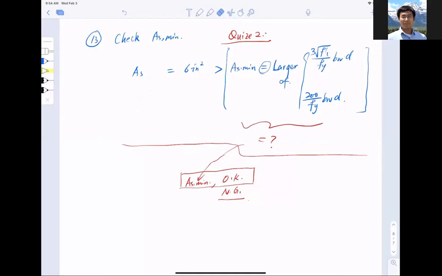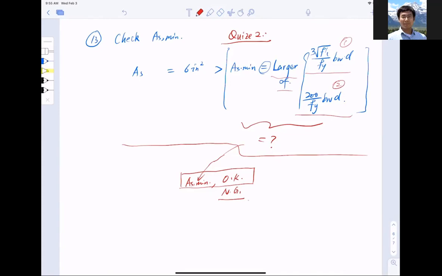Any question from the audience, from folks? What determines what equation you use for As min? What do you mean? Is it the 200, or does it have to be greater than 200 to use the other? Well, the word is larger, right? So you have 1, you have 2. We need to pick the bigger one out of the 2. Okay. Good. Anything else?